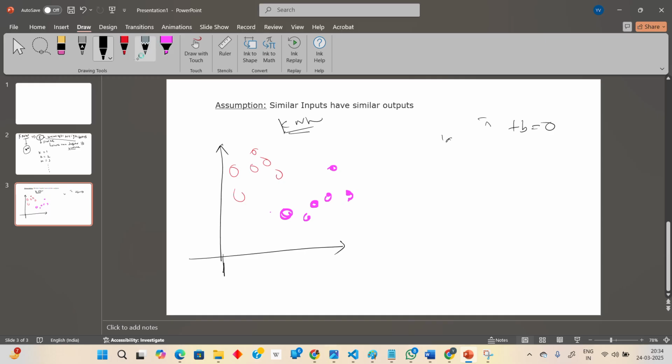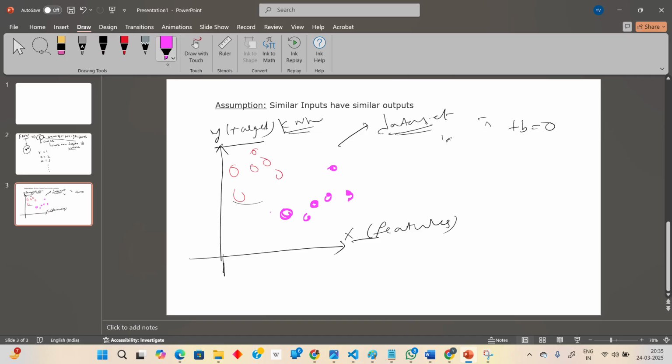For example, let me take a new point. Let us consider that this is X, the features, and this is Y, the target variable. And these are two classes plotted according to the data set. We can easily see and identify two classes with the help of our eye. One is red, one is purple.